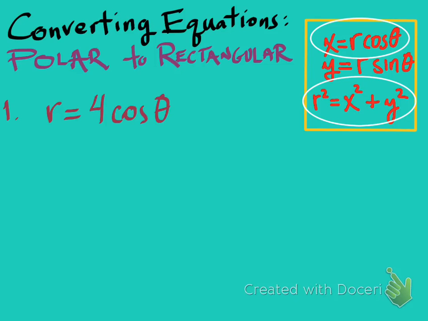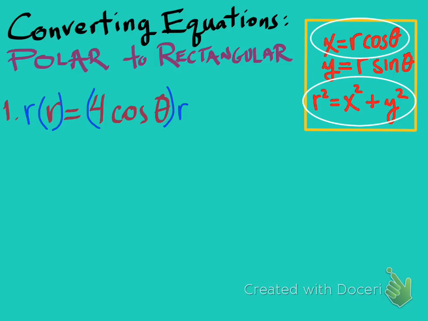So if I had an r squared, I would just substitute it with x squared plus y squared. Or if I had an r cosine theta, I would just replace that or substitute it with x. So we don't have that yet, but here I'll show you a little trick. It's easy enough to do. All you have to do is multiply both sides of the equation by r.